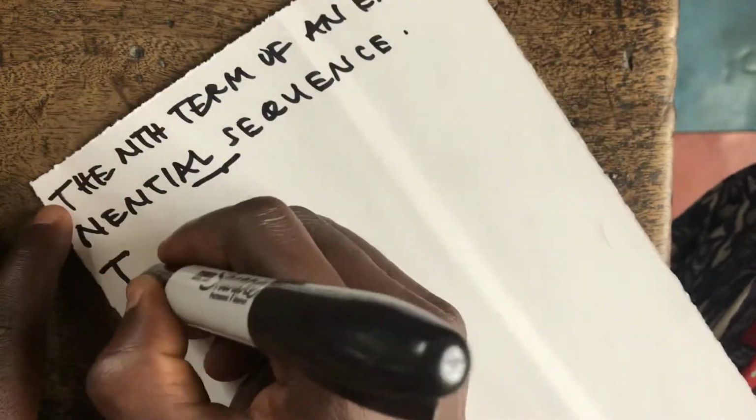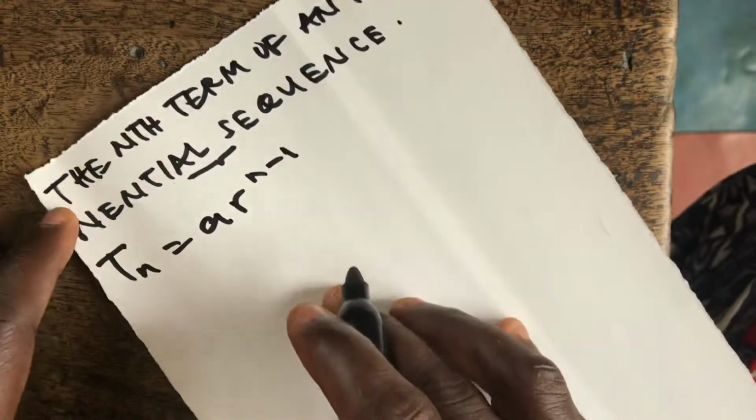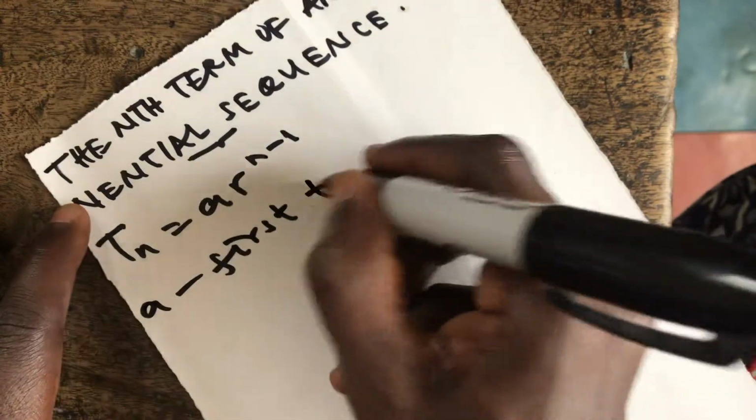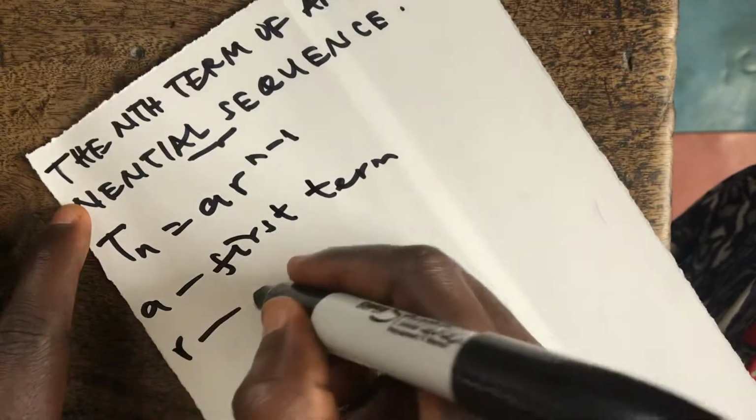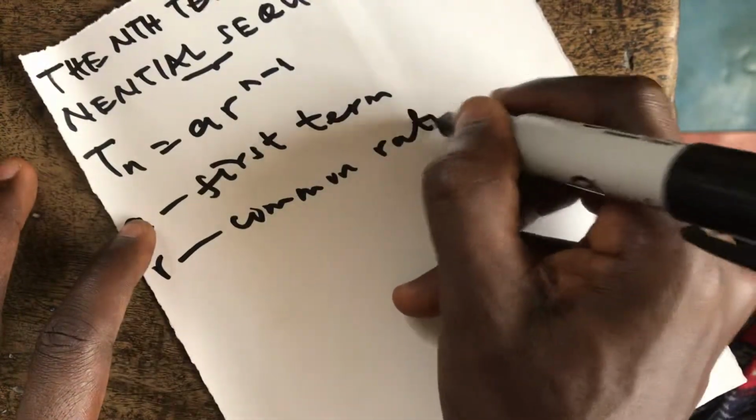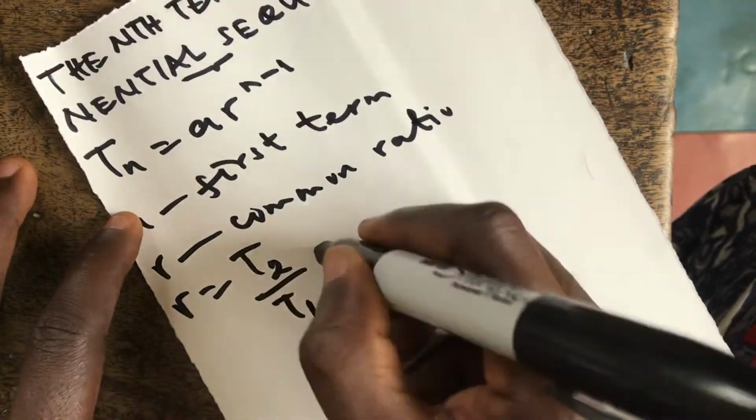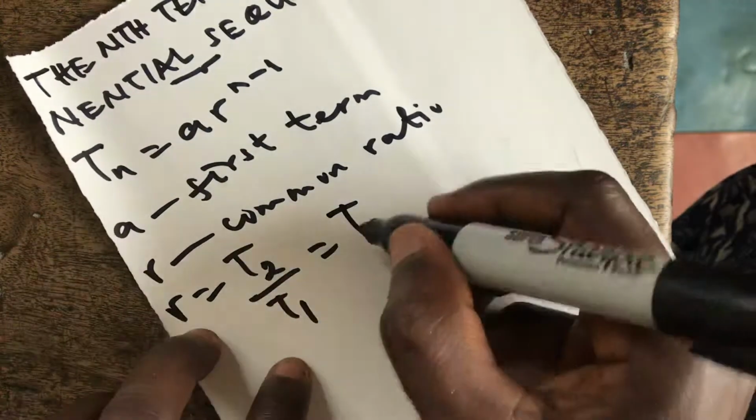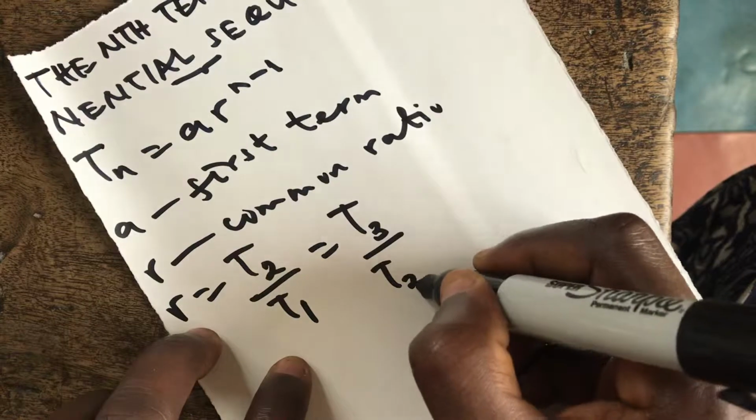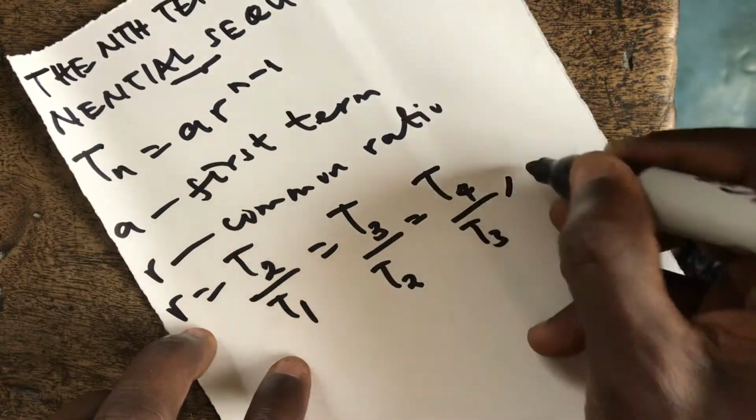The nth term of an exponential sequence, Tn, is given by ar raised to power n minus 1, where a is the first term and r is the common ratio. The common ratio, r, is usually the ratio of a term to the one immediately preceding it. So it is T2 divided by T1, or T3 divided by T2, or T4 divided by T3, and so on.